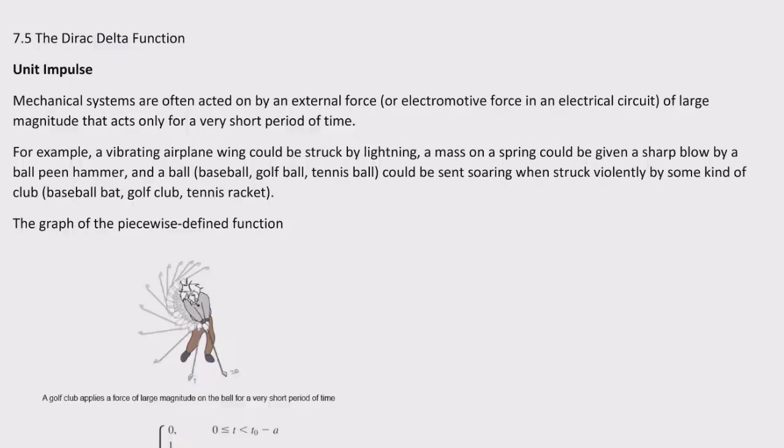Okay, so I hope that brief distraction will help this more complicated system make more sense. So we first define something called a unit impulse, and I'll just go with the textbook definition. Mechanical systems are often acted on by an external force of large magnitude that acts only for a short period of time. For example, a vibrating airplane wing could be struck by lightning. A mass on a spring could be given a sharp blow by a hammer. A baseball could be sent soaring when struck violently by some club.